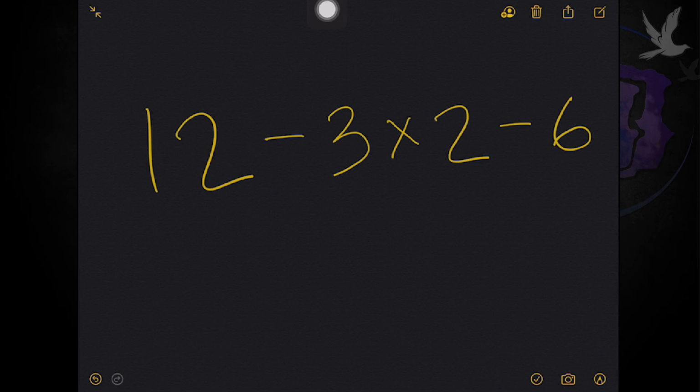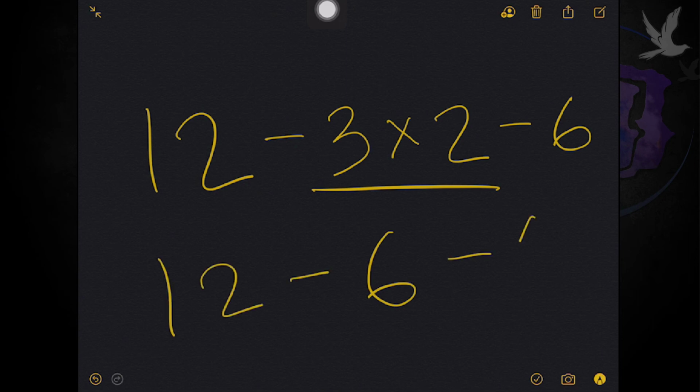Okay, so I hope you paused the video to take the time to answer this, and let's check if you'll be able to get the same answer as this one. Asking yourself, do you see any groupings here? Do you see any open or close parentheses? There is none. Do you see any multiplication or division sentence? Yes, we see multiplication here. That's 3 times 2. What is 3 times 2? We have 6. Okay, all you have to do now is to rewrite the equation. That's 12 minus 6 minus 6.